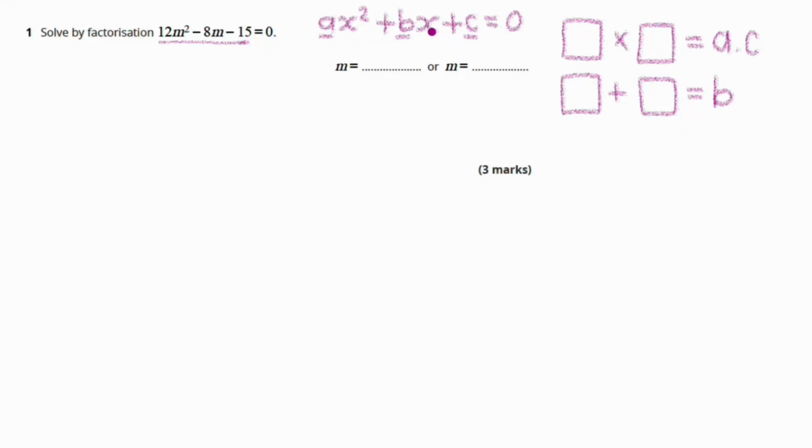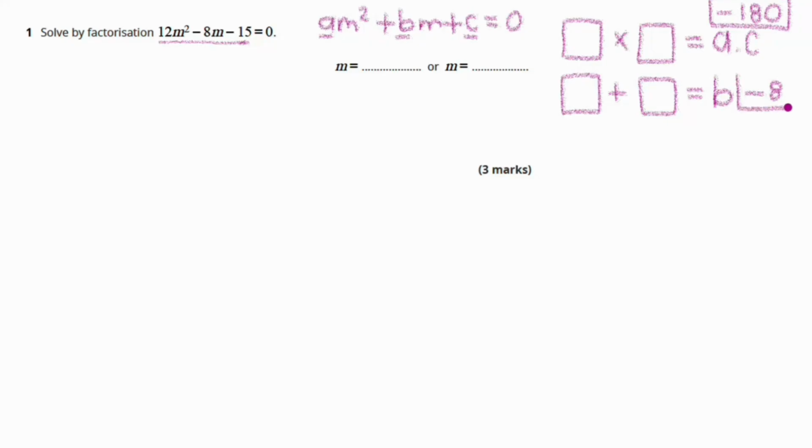So we have x in our equation and they have m, but it's just a variable, so we can change this to m as well. So we are looking for 2 numbers. When we multiply them together, they will give us the value of a times c, and when we add them together, they must give us the value of b. So what is a times c? What is 12 times negative 15? Let's quickly have a look at that. Okay, that is negative 180. What is the value of b? It is equal to negative 8.